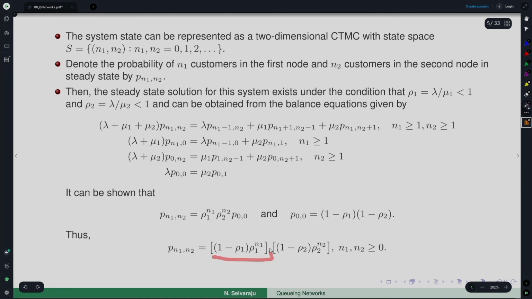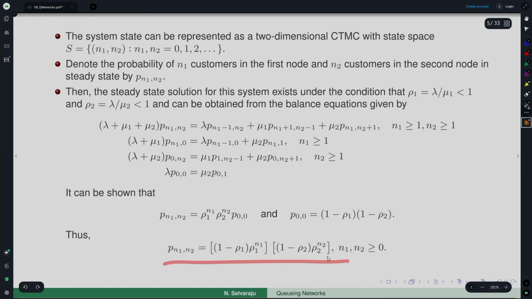Now, if you look at this, it is a geometric distribution with parameter rho 1 and a geometric distribution with parameter rho 2. The first one is already an M/M/1 queuing system, and this is nothing but the steady state distribution of the number in the system in an M/M/1 queue. The second is a similar thing that you are obtaining, and that is the nice thing you see in this expression.